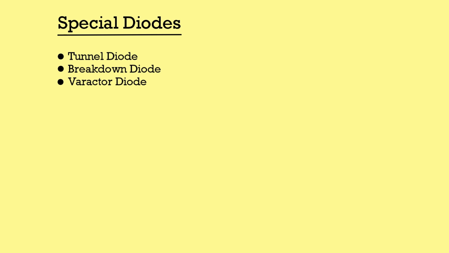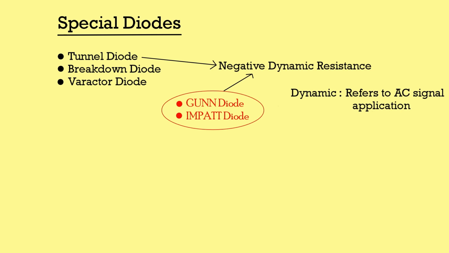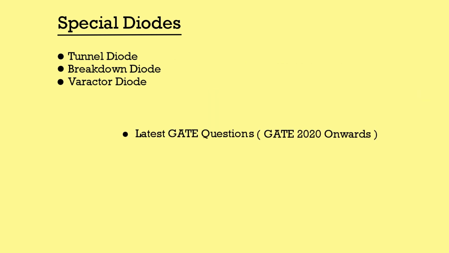Let me make it clear that the application of tunnel diode is also at AC. However, its mechanism can be well understood by considering the DC voltage only. Diodes like tunnel diode, Gunn diode, and IMPATT diode have the property of negative dynamic resistance, and dynamic simply means that its application is based on AC current. After covering these special diodes, we will look into some latest GATE questions. And finally, we will move to our next unit, which is BJT.